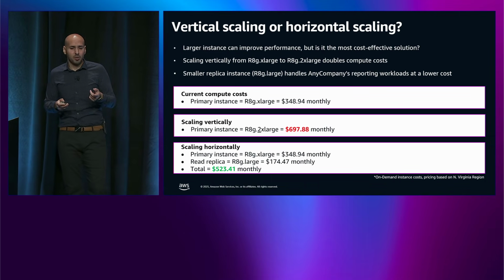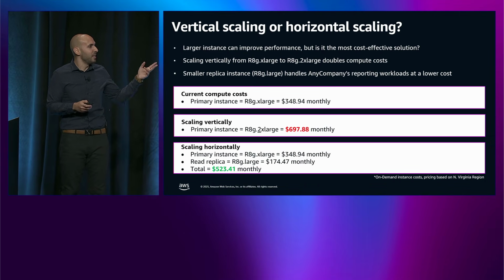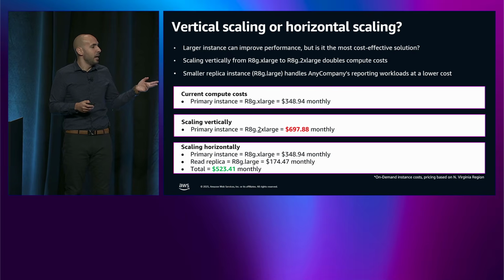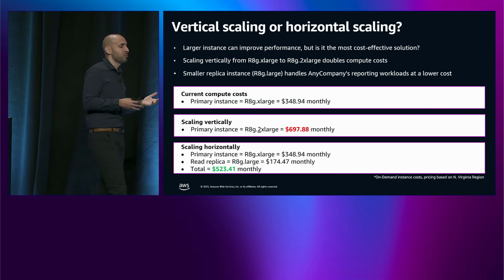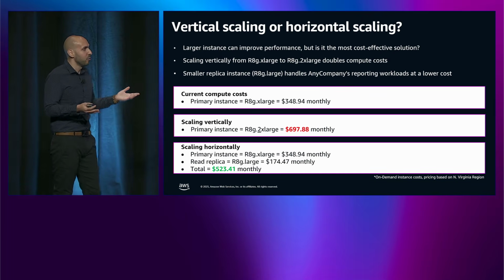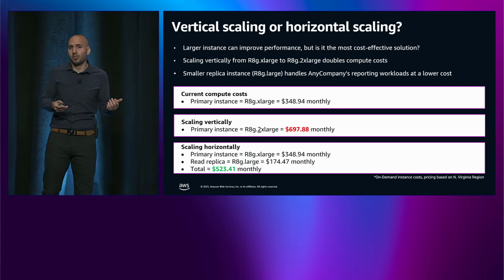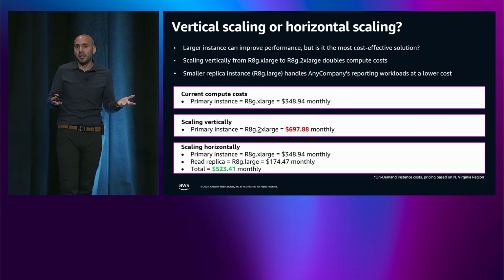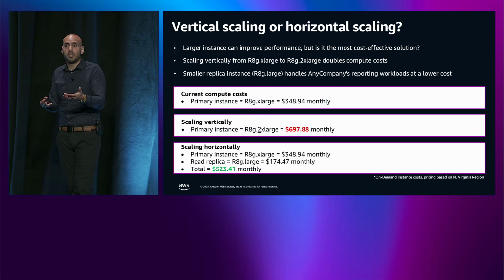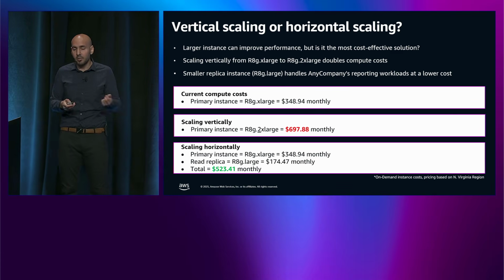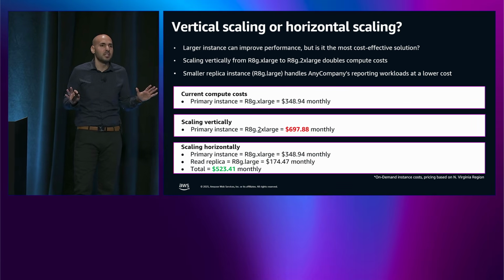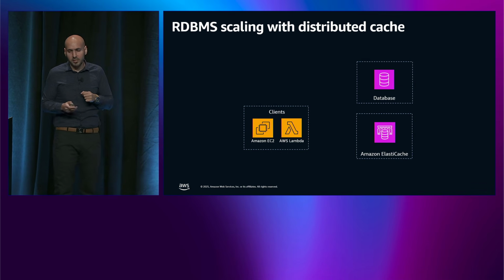And by the way, please note that for this example and all the remaining examples in this presentation, I will be using the on-demand pricing from the North Virginia region. You could obviously further reduce the cost by using longer-term commitments with reserved instances, for example. But just for simplicity's sake, I'm using the on-demand pricing from North Virginia.